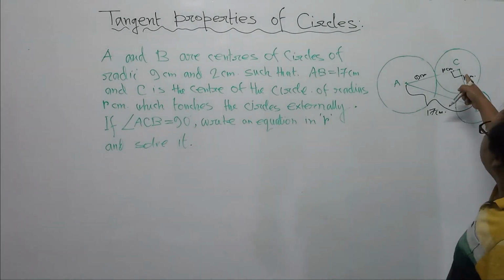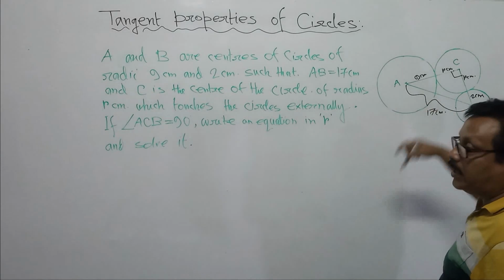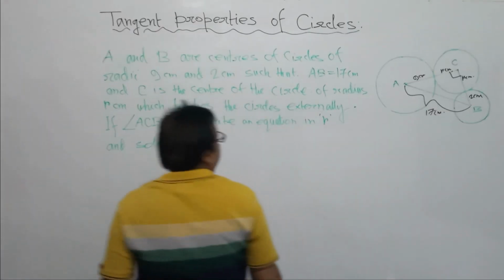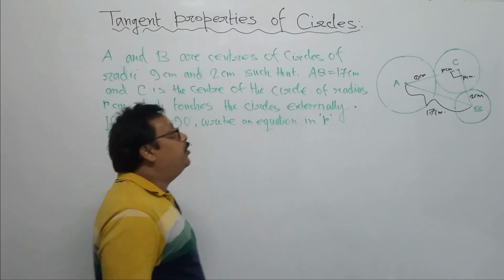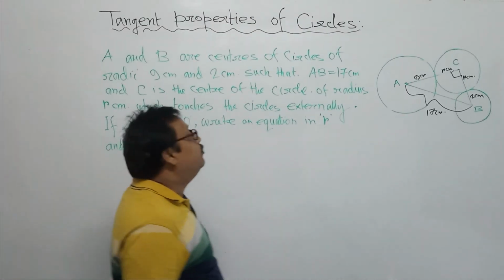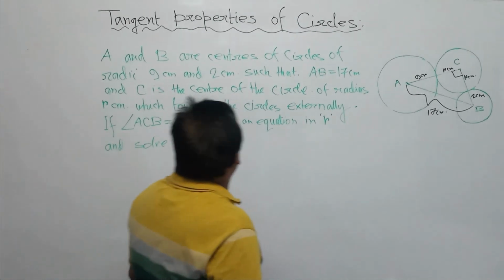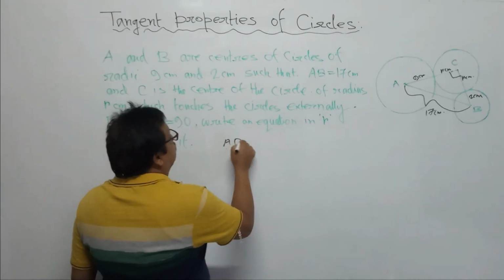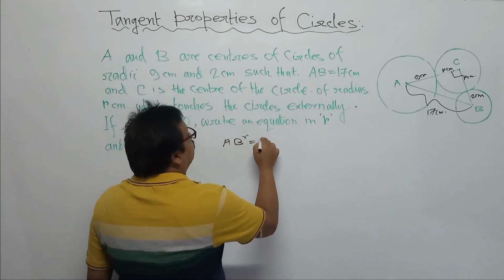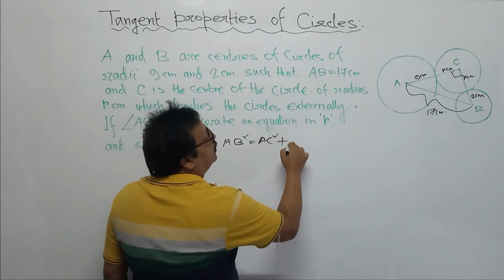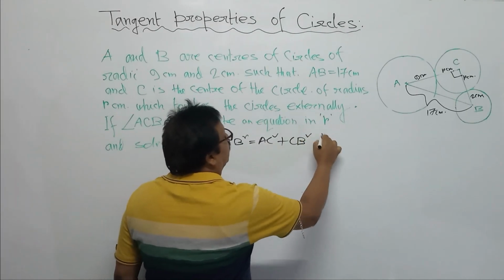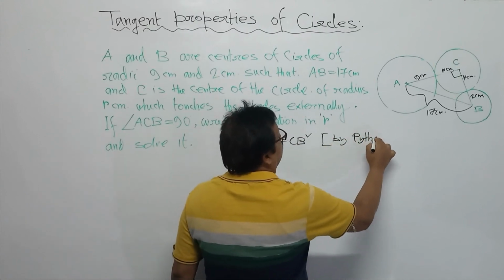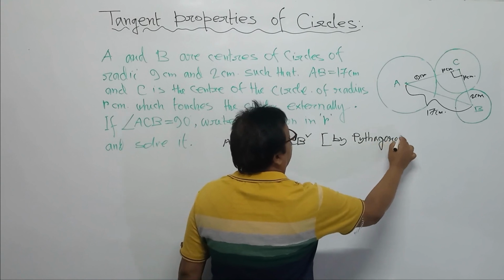So, by joining the centers of the three circles, we get a triangle, and clearly the triangle is a right angle triangle. On a right angle triangle, which property can you use? An important property? Yes, of course, Pythagoras theorem. So, by using Pythagoras theorem, you can write AB square equal to AC square plus CB square.